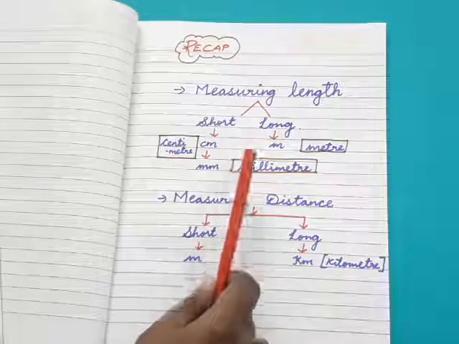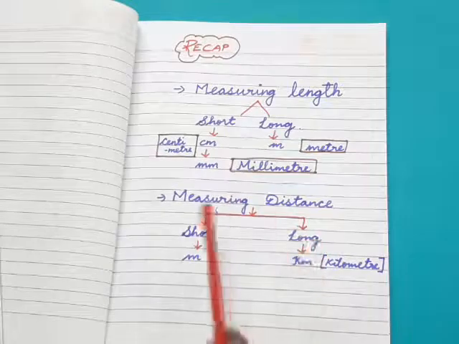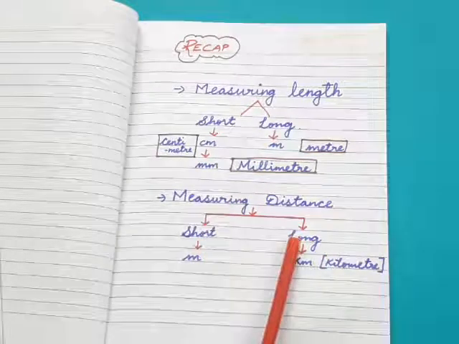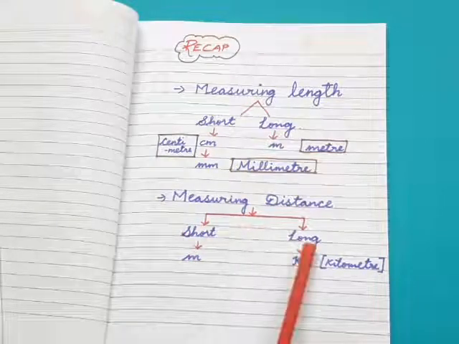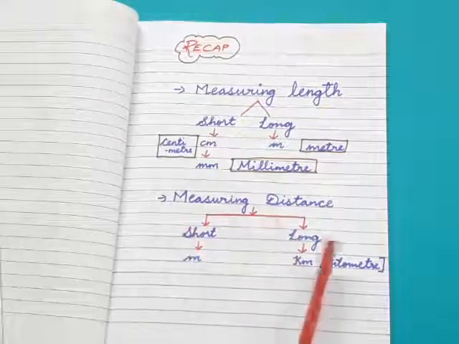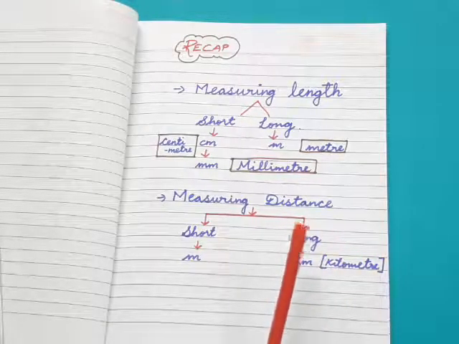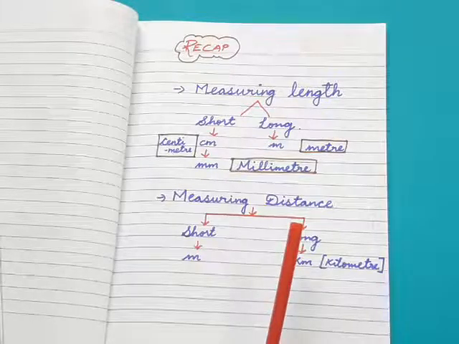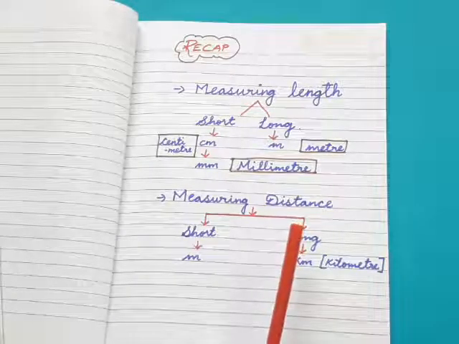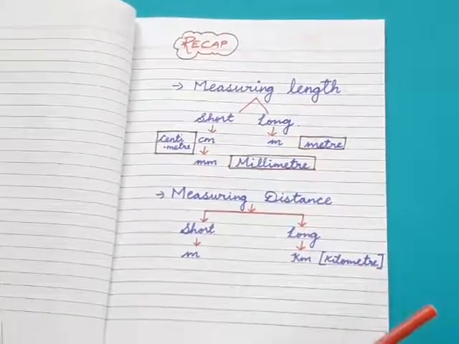Then what have we learned? Measuring the distance. Measuring the distance is divided into two types. One is short distance, another is long distance. All this I have explained briefly in the previous video, exercise 8.1. If you have any doubt, you can go look into that video for more explanation.